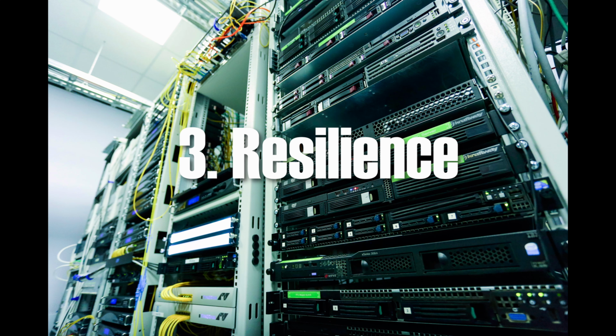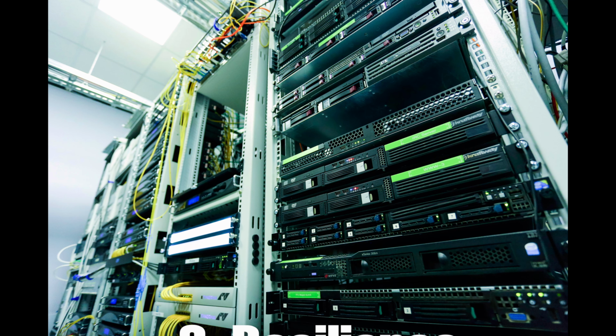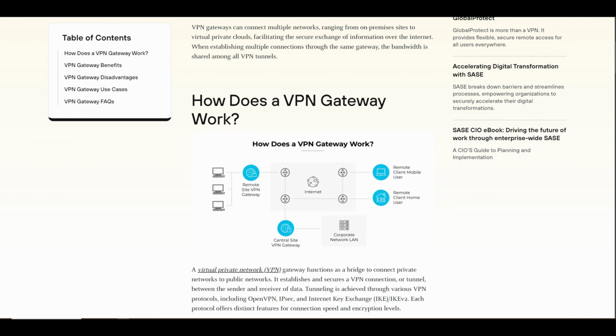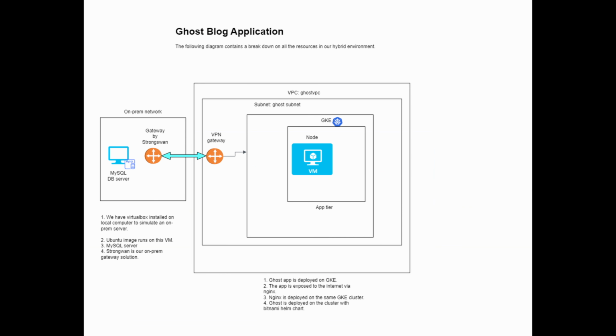Alright, how do you get MySQL on my laptop to connect to Ghost on GKE? Enter VPNs and secure networking. In my setup, I'm using a VPN tunnel to securely bridge my laptop's network with Google Cloud. This means my Ghost application in the cloud can talk to my MySQL database on-prem. Through Kubernetes, I can configure Ghost to securely connect to MySQL, even though they are in different locations. It's like building a virtual private bridge between on-prem and the cloud.